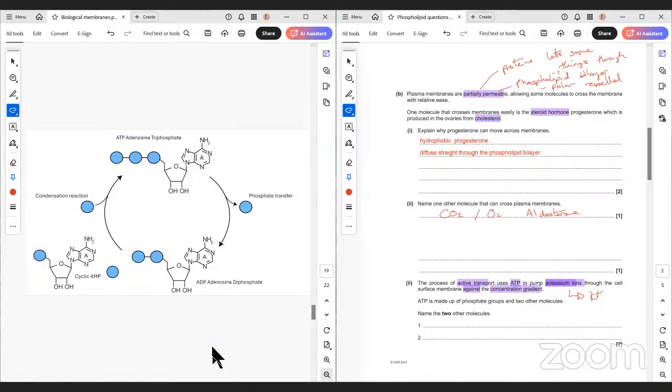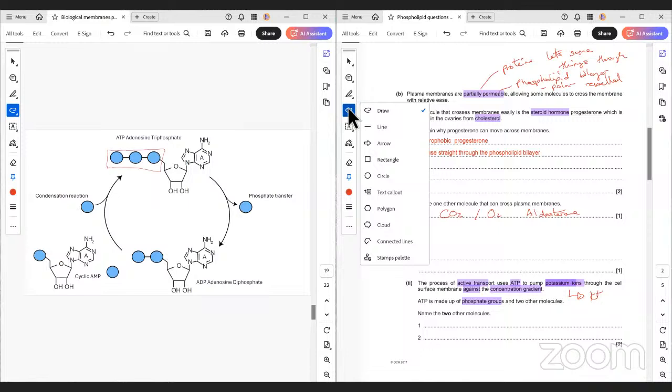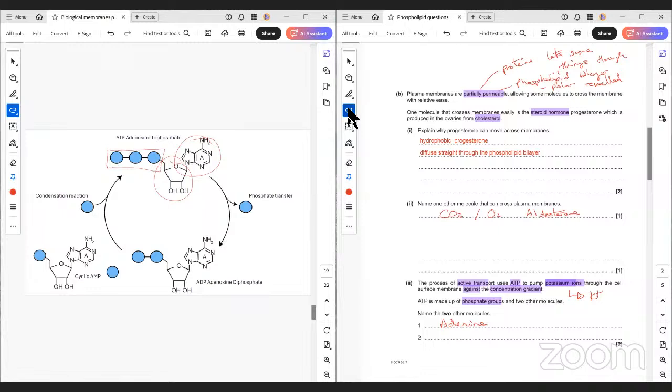So we know that we've got adenosine triphosphate. We know we have our phosphate group because they've told us in the question that there's the phosphate group. But what they want to know is what the two other molecules are. So they're ignoring this part. What they're looking for is, do you actually know what this and this is? Do you know that it is made from adenine, and that it is made from a ribose sugar?